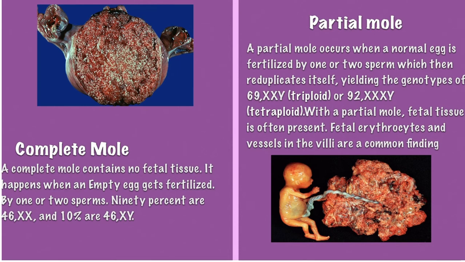Whereas a partial mole occurs when a normal egg is fertilized by 1 or 2 sperms, which then reduplicates itself, yielding a genotype of triploid or tetraploid. With a partial mole, fetal tissue is often present. Fetal erythrocytes and vessels in the villi are a common thing. Here you can see an example of a partial mole.